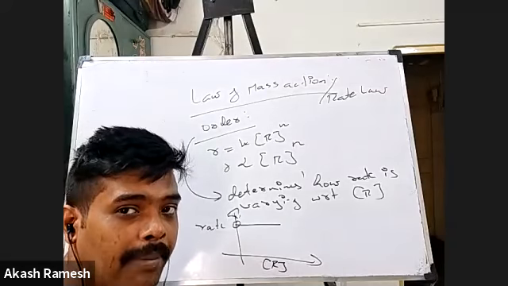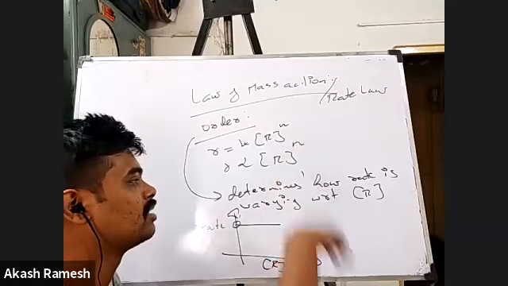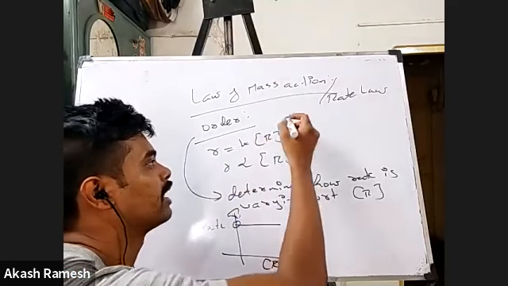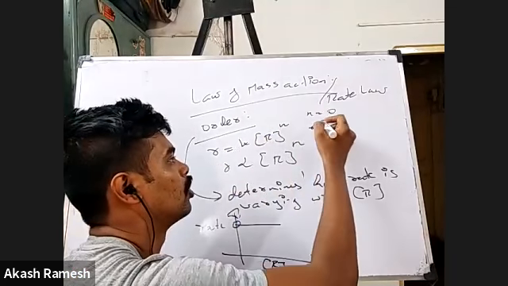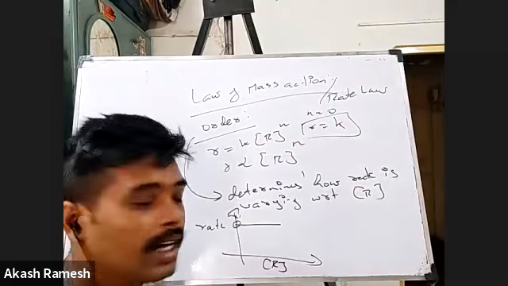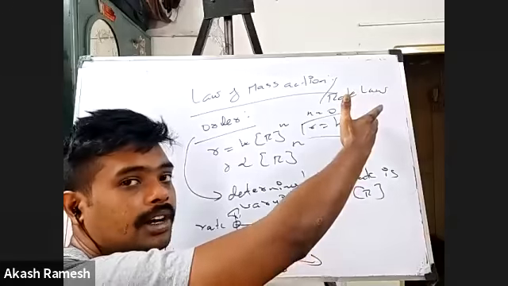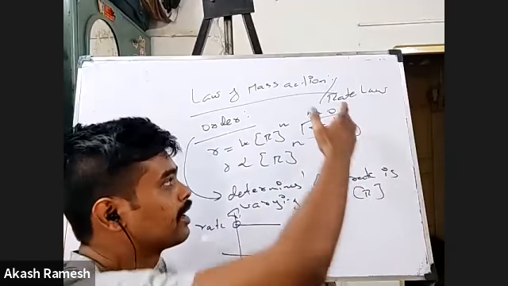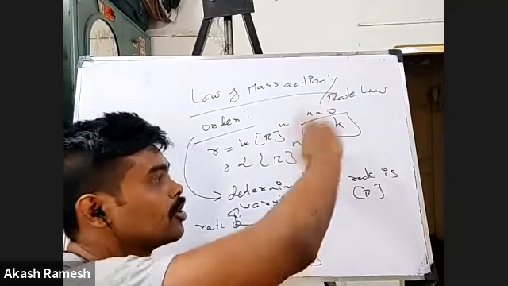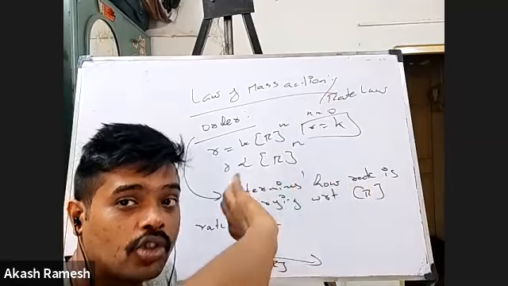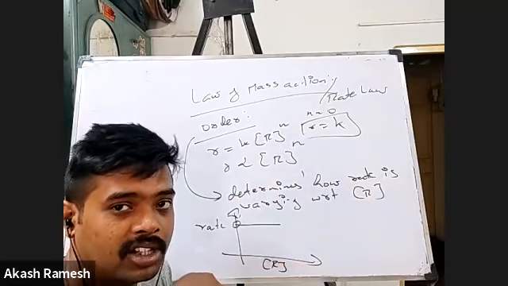And when will that happen? Only when this n is 0. So I have rate is equal to k into R power n. When this n is equal to 0, what will happen? Rate will become equal to k. That means there is no concentration term at all here, and it is equal to the rate constant. That is a constant value, correct? And that constant value is not going to change with respect to the concentration, right?